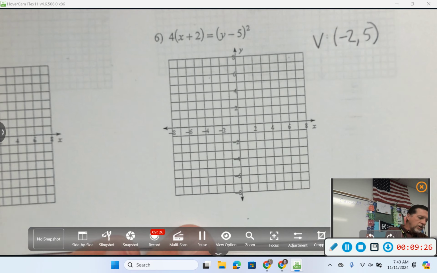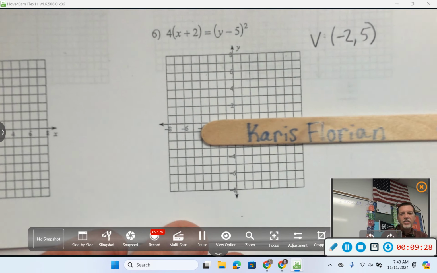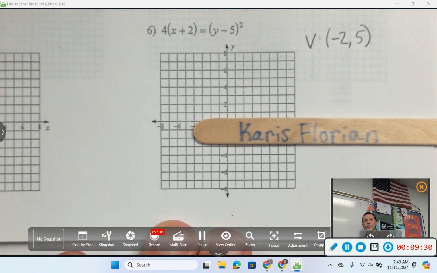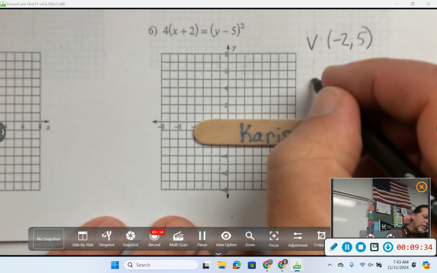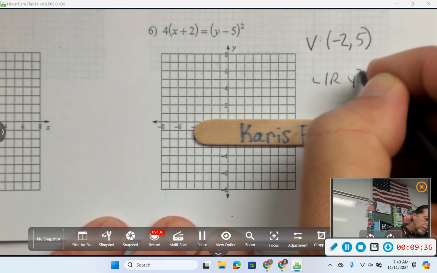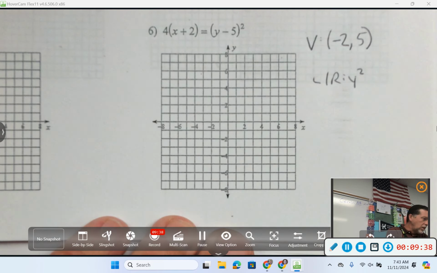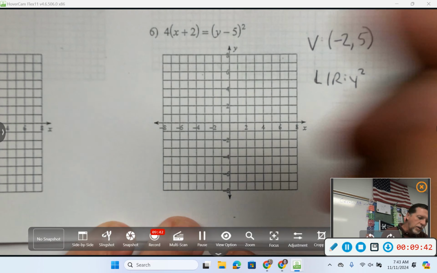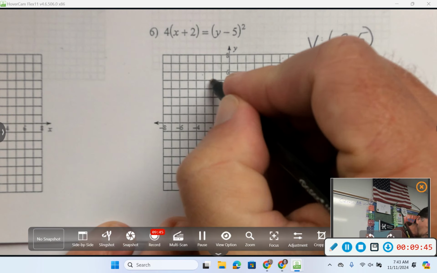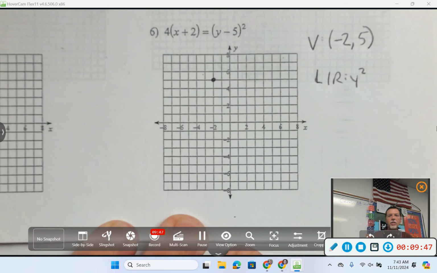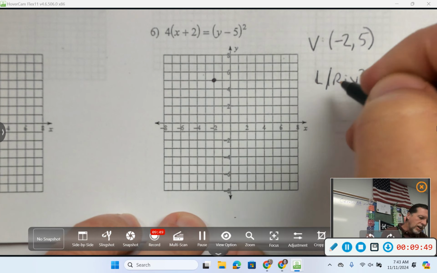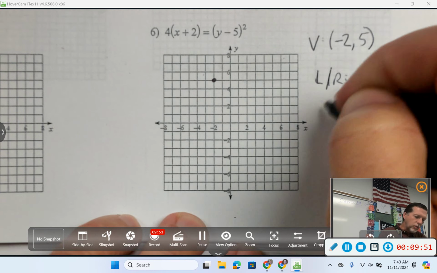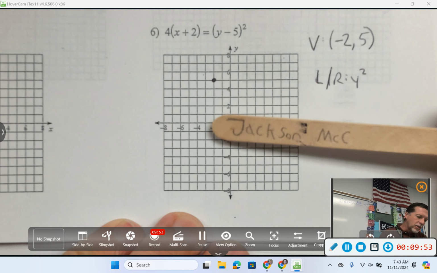Okay, now this is a little bit new, but what the heck, Karis? Which way do we think this thing is? What's its orientation? Is it up and down or left and right? How did you know it was left and right? Because the y is squared. Good. Now this is showing extra stuff that you may not show once you get the hang of it, but we'll kind of walk through our entire thought process here. So its orientation is left or right because the y is squared.